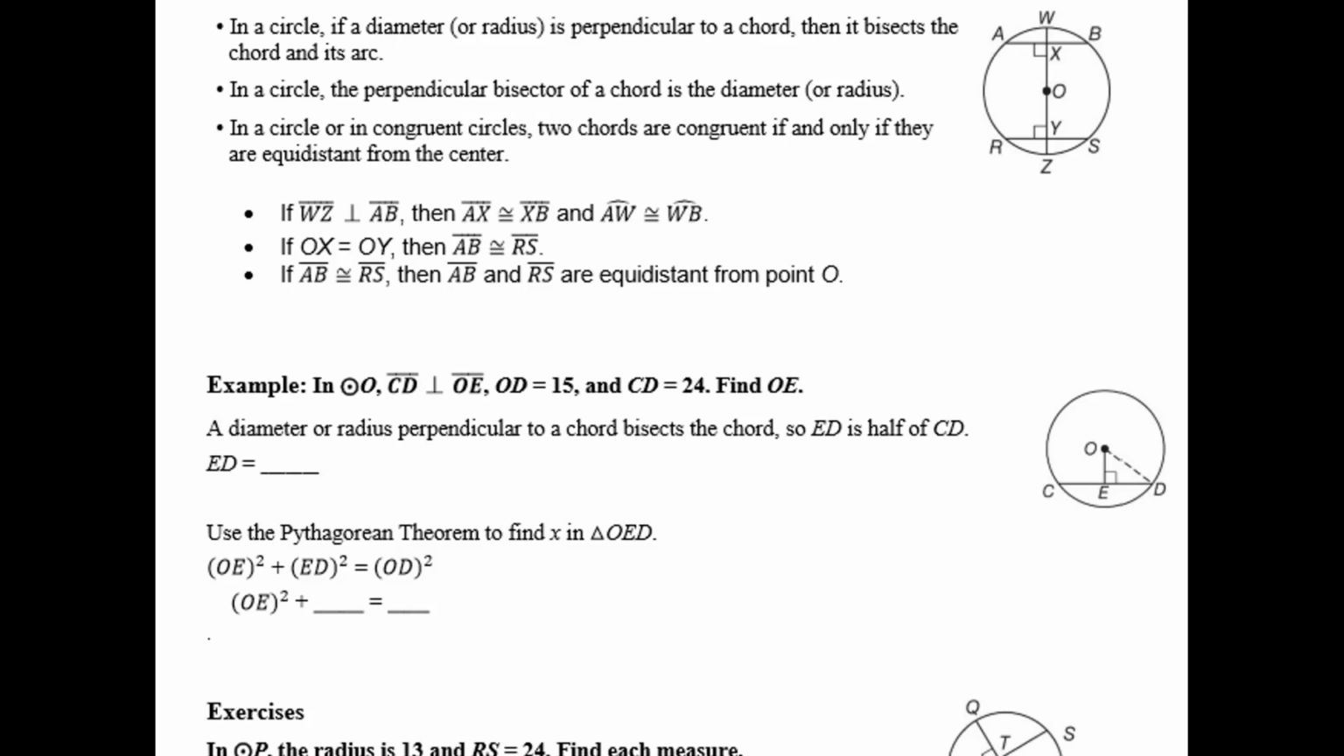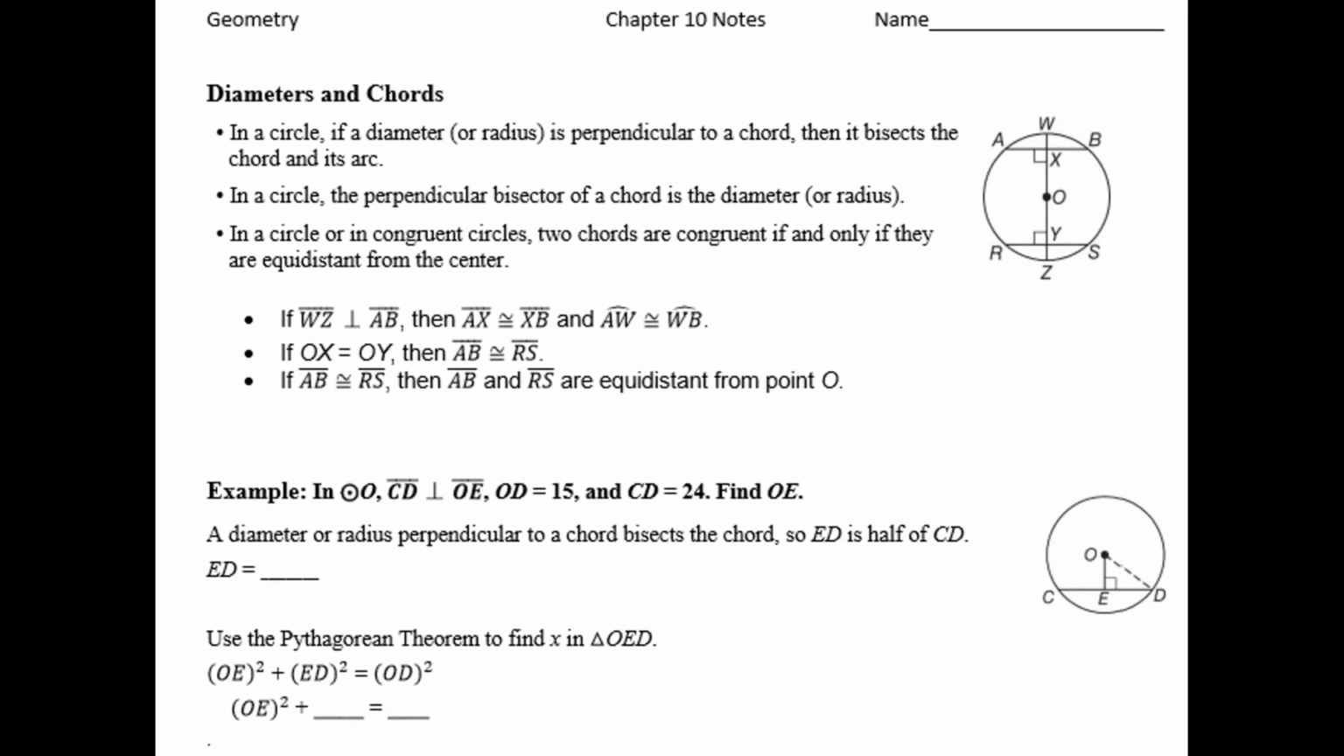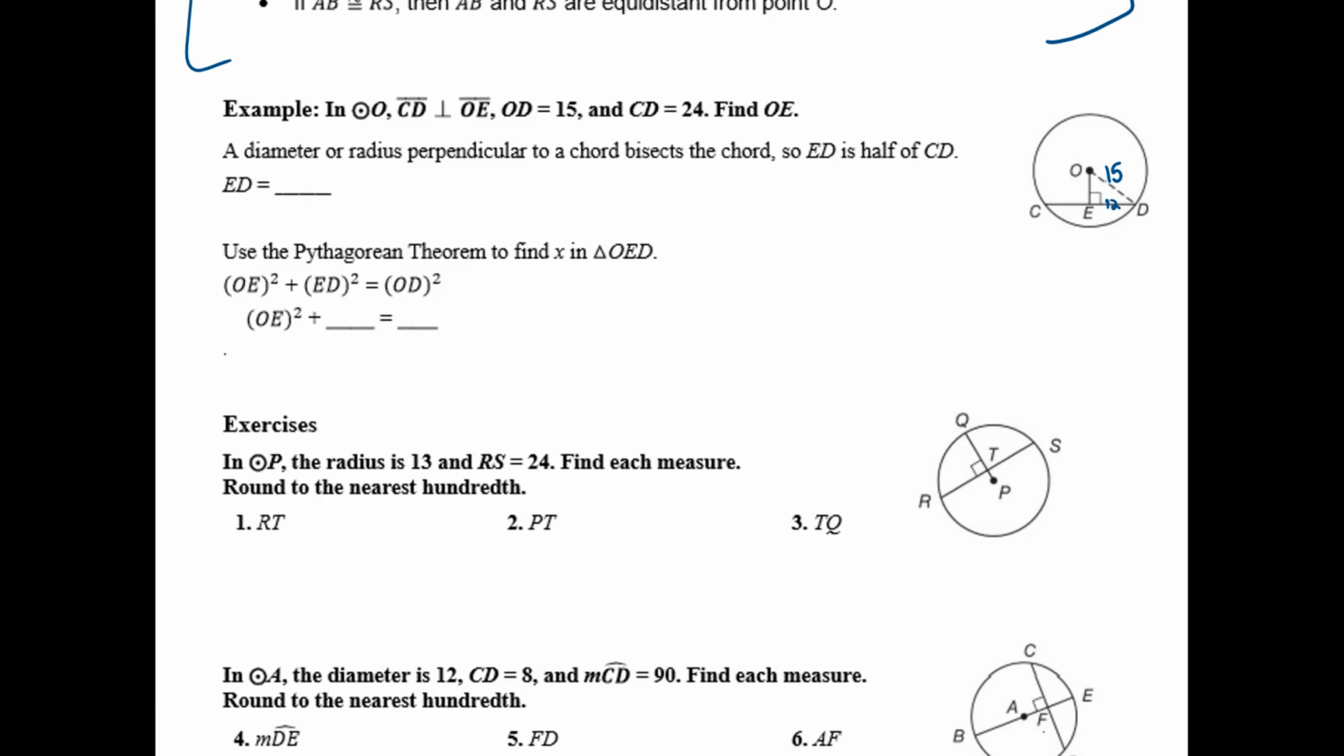YouTube gives me some limitations on time, so I need to get this page done in less than 2.5 minutes. So everything up here, I'm going to have you go ahead and read on your own. In circle O, line segment CD is perpendicular to line segment OE, and OD is 15 and CD is 24. Find OE.